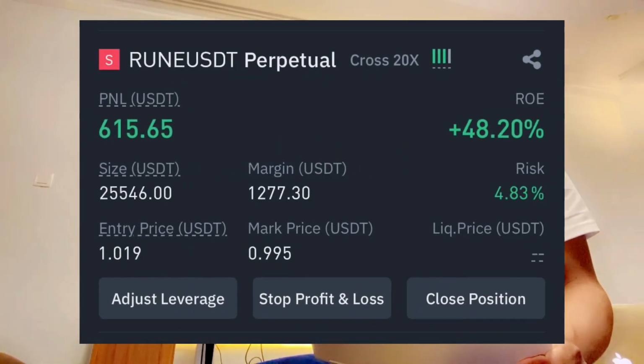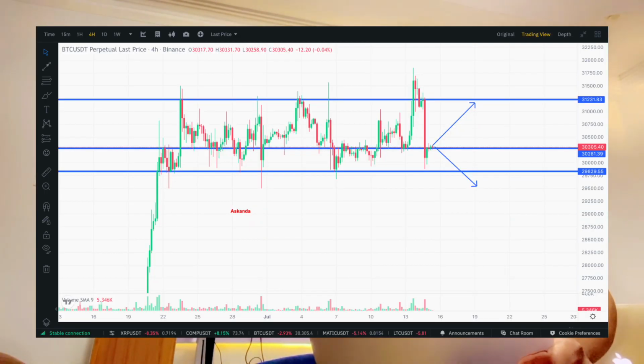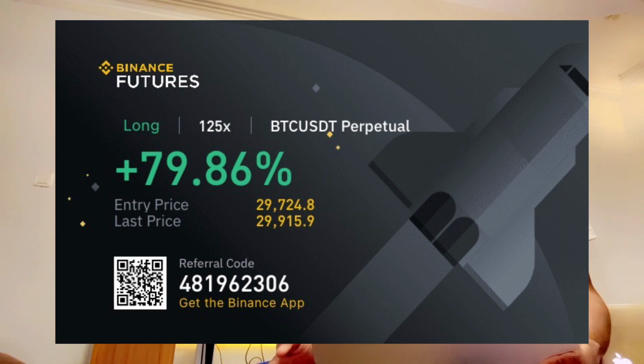Many people have been asking me, how do you add moving averages, the indicators, to your chart so that you can increase your winning rate? In today's video, I'm going to show you how to add moving averages to your TradingView account so that you can also start trading cryptocurrencies on either Binance, KuCoin or Bybit.